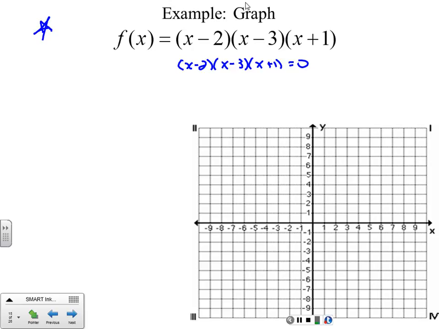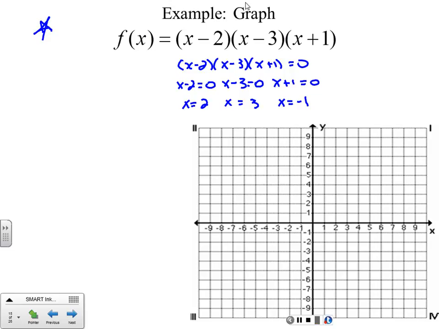Yeah. So this problem, you don't even have to do your C over D's. This problem, if you multiply it out and then do your C over D's, I promise you you're going the long way about this. Okay? All you have to do at this point is take each factor and set it equal to 0. And solve. So you're going to get x is equal to 2, x is equal to 3, and x is equal to negative 1.